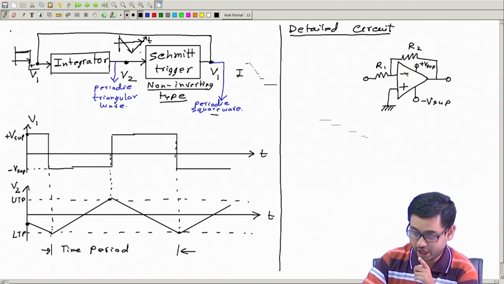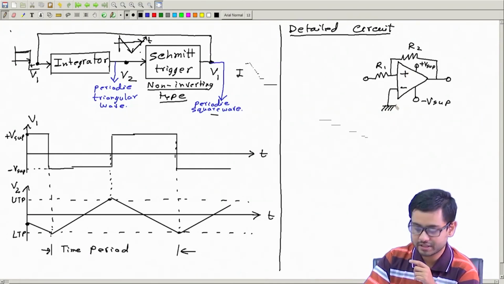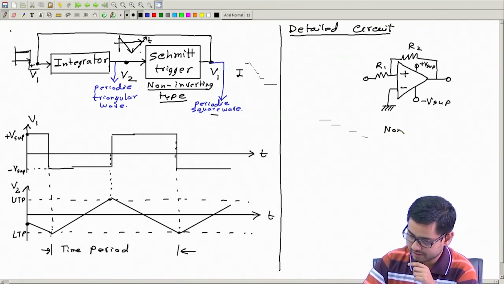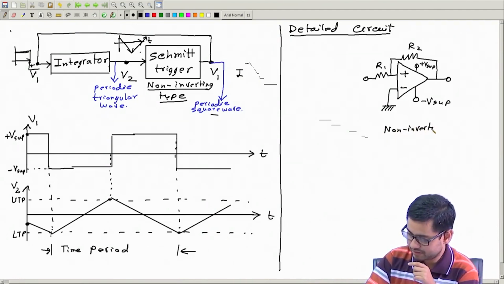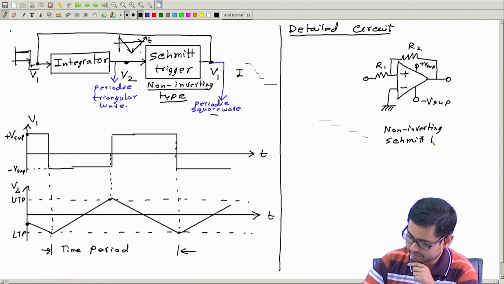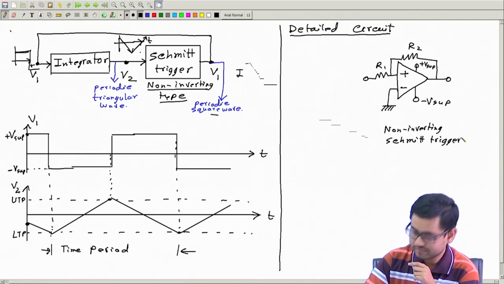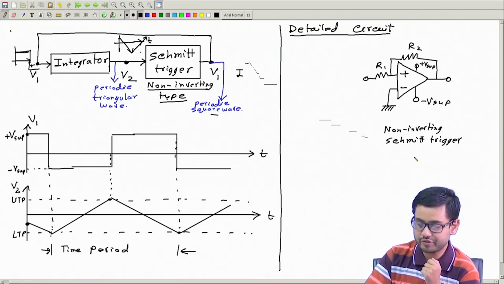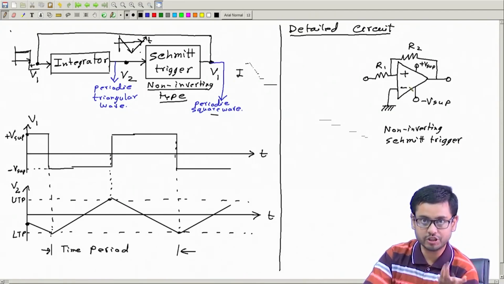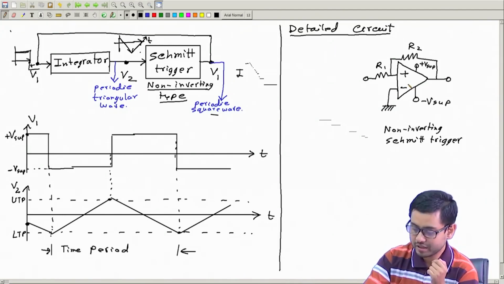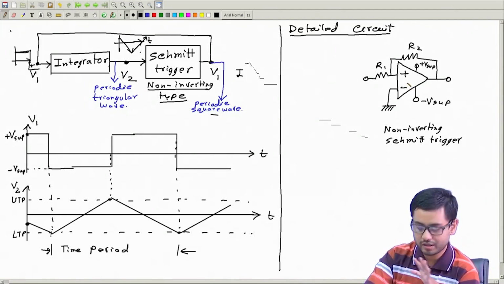The moment I change these signs, I will make it minus and plus. This is a non-inverting Schmitt trigger. How do I verify this? You don't have to remember it, although I remembered it because we discussed it a few days back, but still you don't have to memorize it.